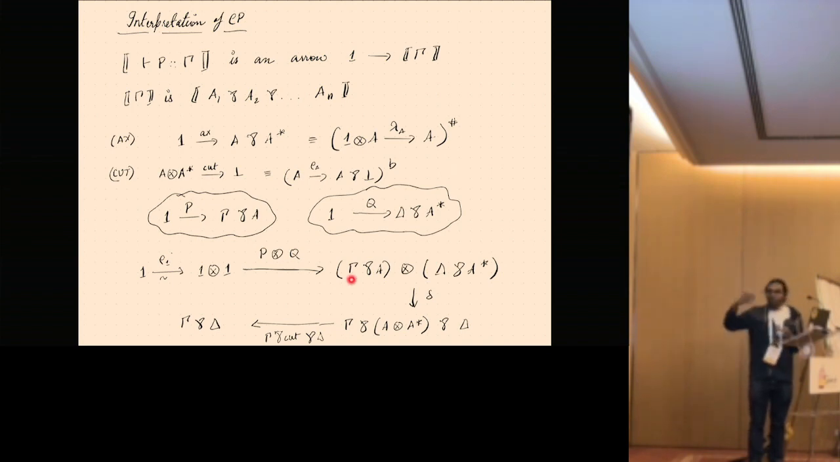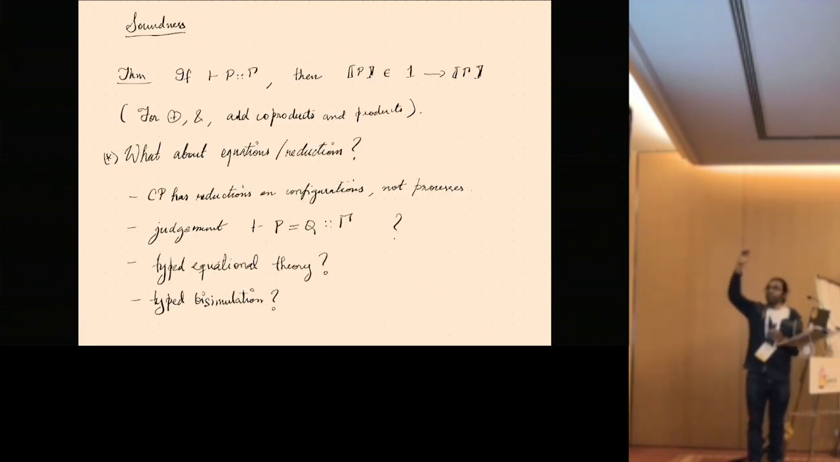It involves some algebraic manipulations using adjunctions, but the point is that finally you get a theorem which says if P is a well-typed process, then you get an arrow from 1 to gamma, and this is built up compositionally by combining the semantics of each type constructor and term constructor. And if you add choice and branching, that corresponds to coproducts and products.